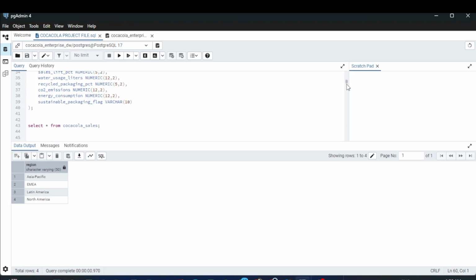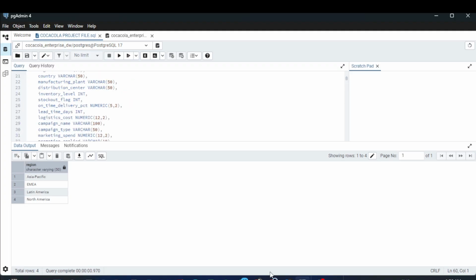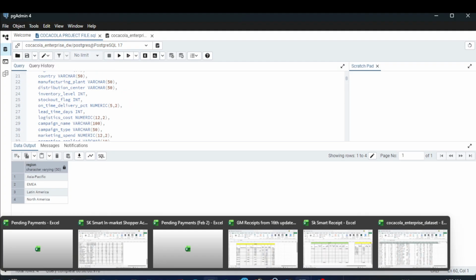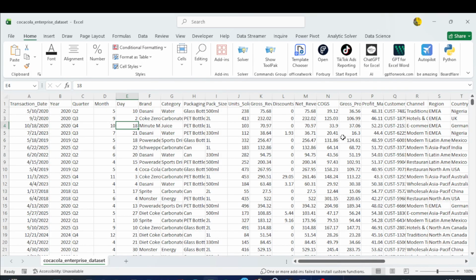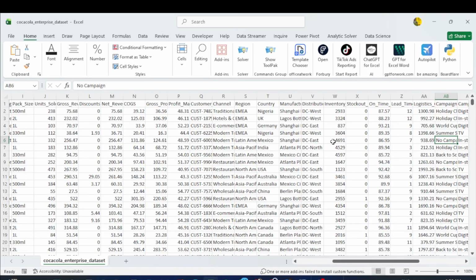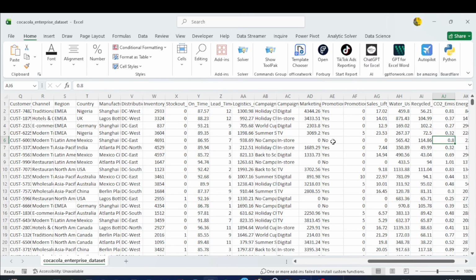So we have a table structure. This is the table structure that we have. If you look at it in Excel, the one CSV file that I sent, this is the raw table file here. I was able to create the table in SQL and load this data set that you are seeing here into SQL. So this is the table here.